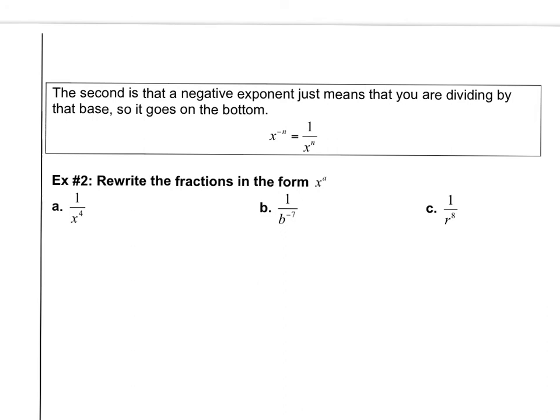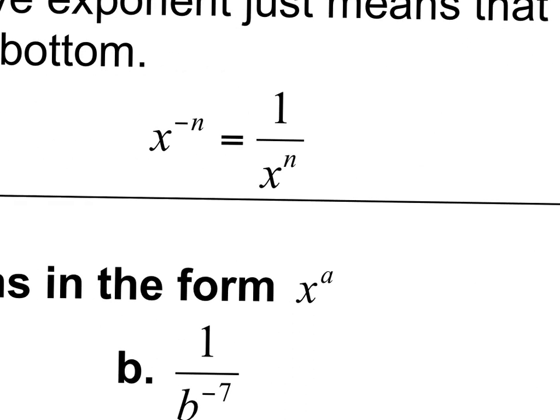All right, the last thing that I want to review is what we do with negative exponents. The reminder here is that when you get a negative exponent, that just means that you're dividing by that base. So you just put it on the bottom. That's all it is. So if you look here, I have x to the negative n. That just means 1 over x to the positive n. It just means you put it on the bottom.